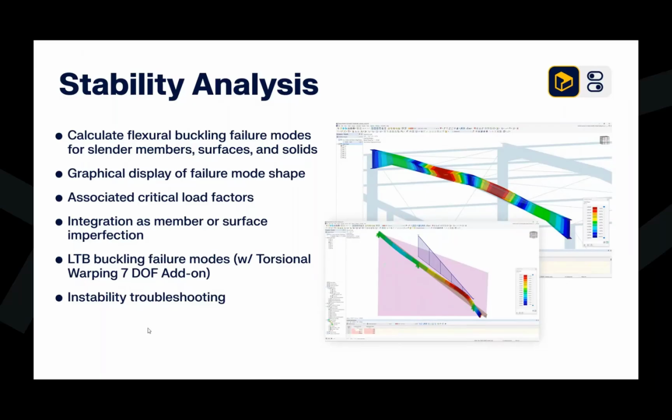Now we can activate here an additional add-on called torsional warping 7 degrees of freedom. So this now activates this 7th degree of freedom in the analysis, no longer 6 degrees of freedom. And when we carry out the stability analysis now, we're actually also going to see these lateral torsional buckling failure modes, as you see over here on the right-hand side, this sort of twisting. So when we are confined here with 6 degrees of freedom, we're only going to get these flexural buckling failure modes. But when we enable the 7th degree of freedom here, we will also be able to view the lateral torsional buckling failure modes.